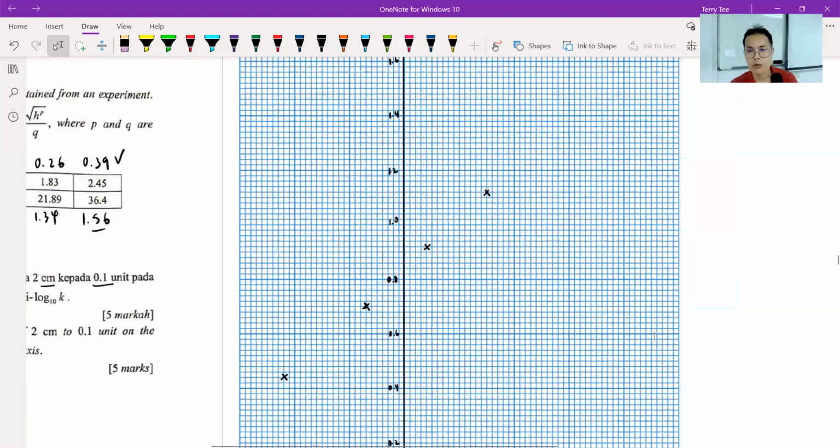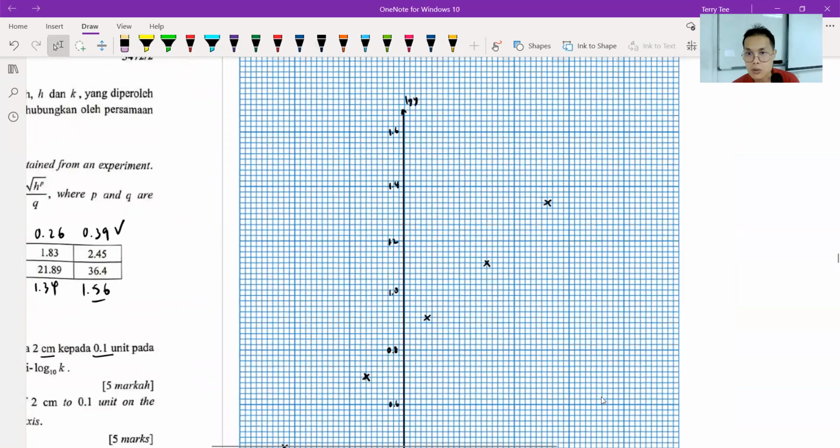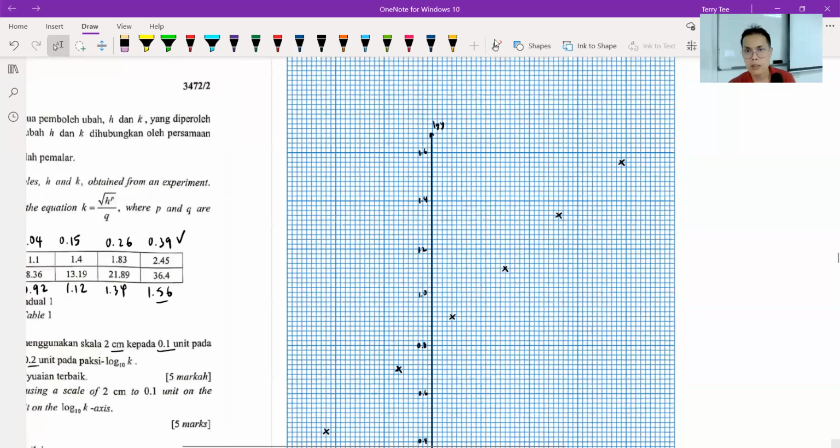0.26 and 1.34. 0.26 should be slightly more to the left. Okay. And lastly, 0.39 and 1.56. 1.56 and 0.39 over here. Yep. There you go. You can see it's quite okay.